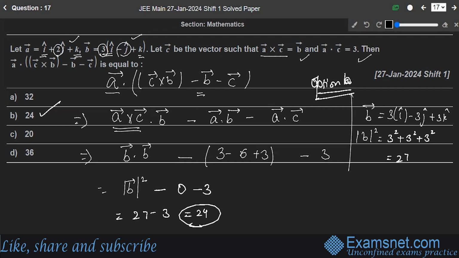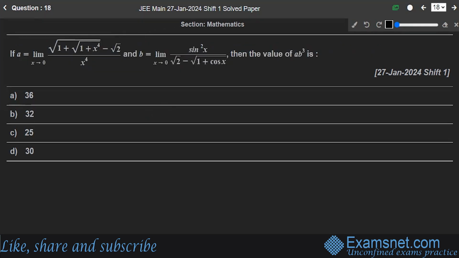Then let's move to the next question, number 18. Now you're saying A is the limit x approaching 0 of this whole expression, and B is given by this. You have to find out A, B cube. See, one thing you can do is rationalize the numerator and denominator, but that will be a lengthy process. Instead of that, I'll be using the binomial approximation in this question.